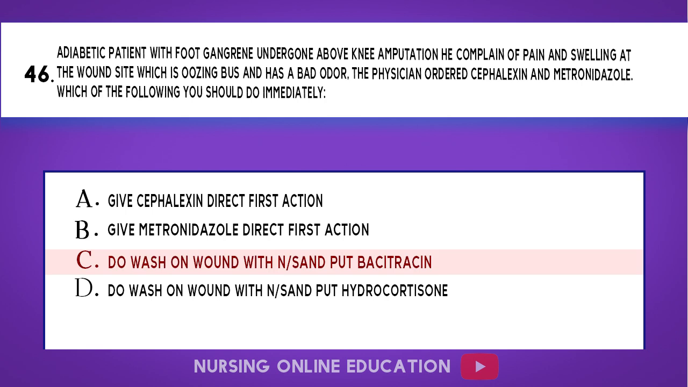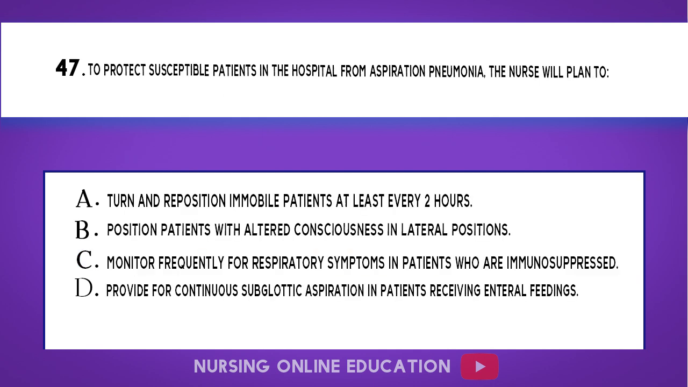The answer is option C. Wash the wound with normal saline and put bacitracin. 47. To protect susceptible patients in the hospital from aspiration pneumonia, the nurse will plan to A. Turn and reposition immobile patients at least every 2 hours.